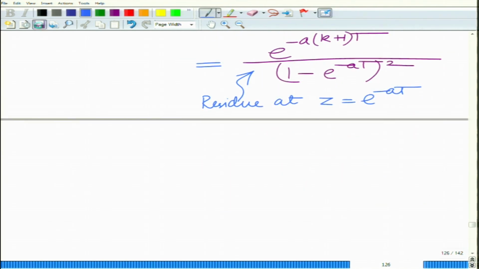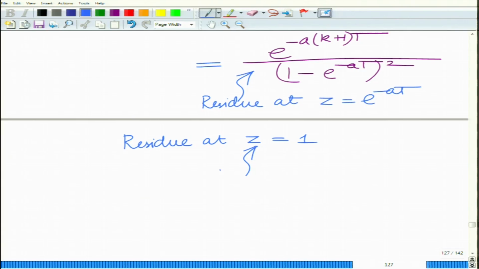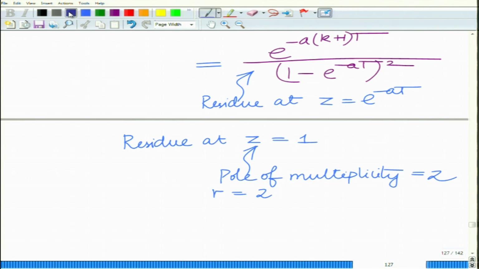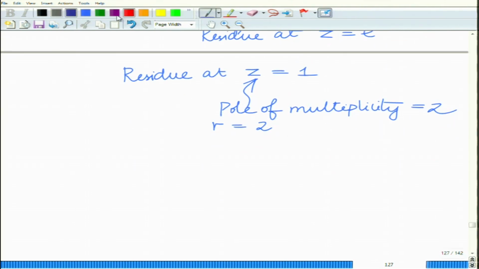Now, we still have to find the residue at z equal to 1. Remember, at z equal to 1, we have a pole of multiplicity 2. So, we have to use the general formula for computing the residue for a pole with multiplicity r greater than or equal to 1. All right. So, here you have a pole of multiplicity equal to 2, okay. That is basically the formula, you have to set r equal to 2, and what does that give us?